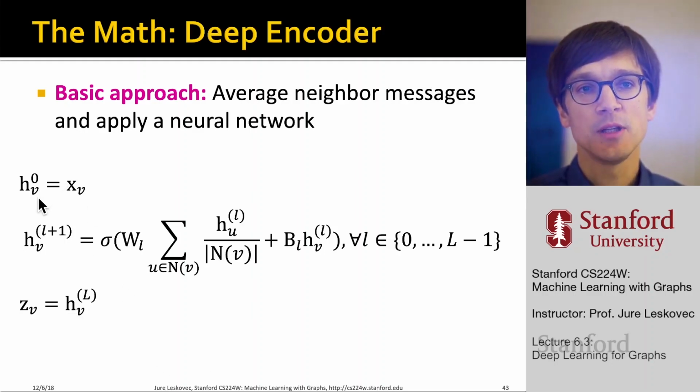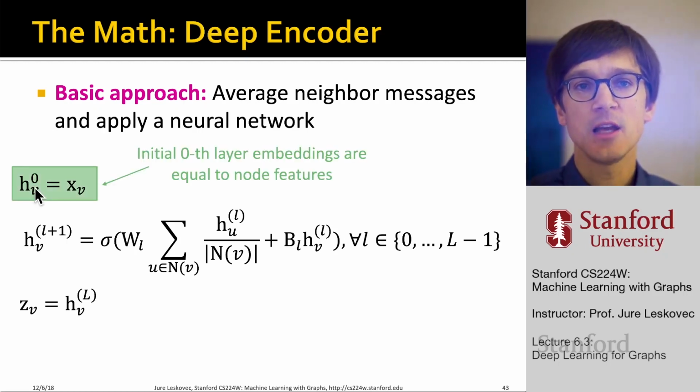So here is how this looks in equations, and let me explain. First, H is our embedding, the subscript denotes the node, and the superscript denotes the level of the neural network. So at the beginning, at the 0th layer, the embedding of the node V is simply its feature representation.